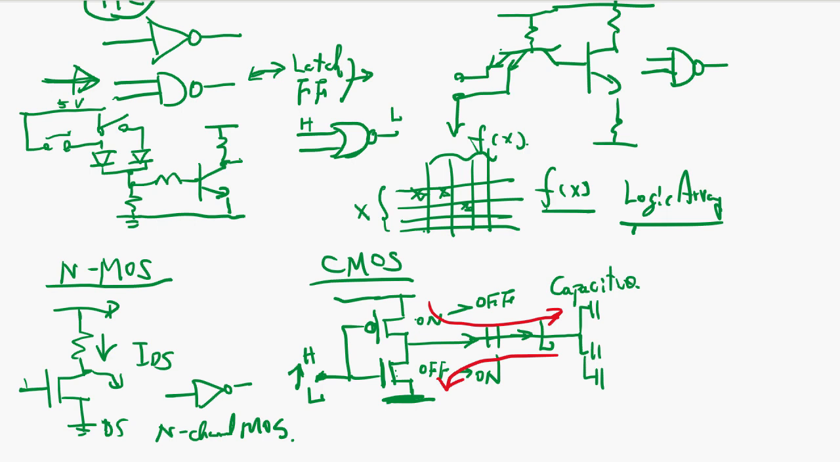So CMOS, IDS and input voltage low and high has this kind of characteristic. So when the input is low, there's hardly any IDS, current flowing. When it's high, no current flowing. Current flows only during the transition, low to high. Okay, this is quite different from a bipolar gate.